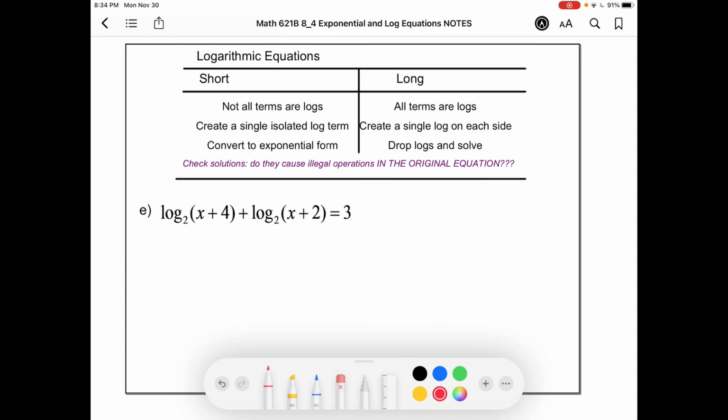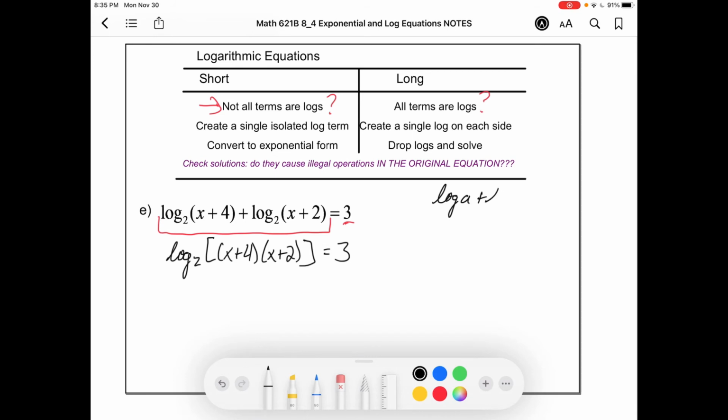We'll keep trucking here. Short or long, let's see. All we're asking is, are all the terms logs or are not all the terms logs? Let's see. Oh, not all the terms are logs because there's this 3. So we're going to create a single log on each side. Look, I have 2 logs that are being added, so I can combine those together using log laws. It's going to be log base 2, the base will stay the same, of one thing times the other thing. That is straight up just using the log property of log A plus log B equals log AB, or the product rule.